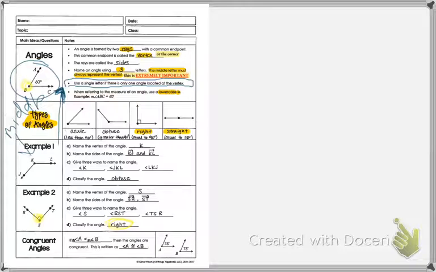Now, congruent angles, we already heard congruent. We kind of know this represents that they are equal. So if angle A is 75 degrees and angle B is 75 degrees, then both of these are equal or congruent.